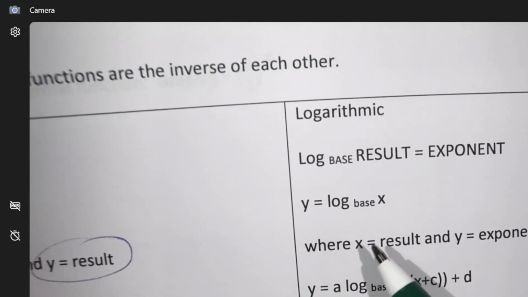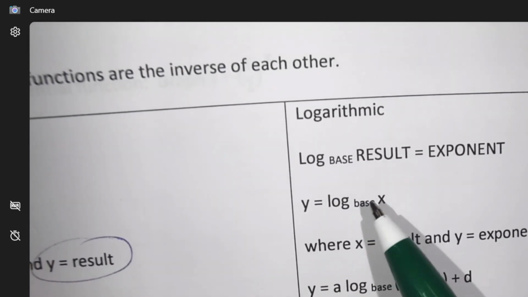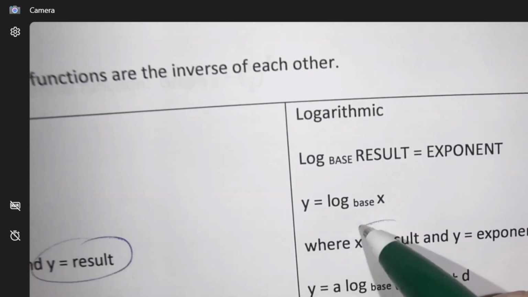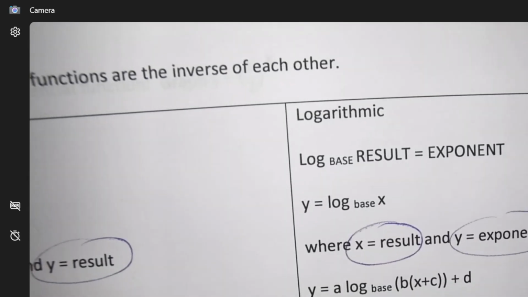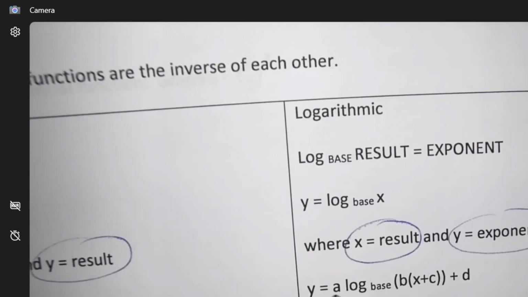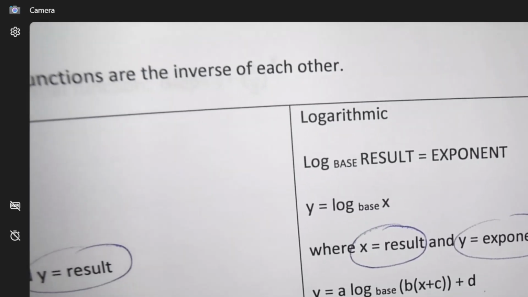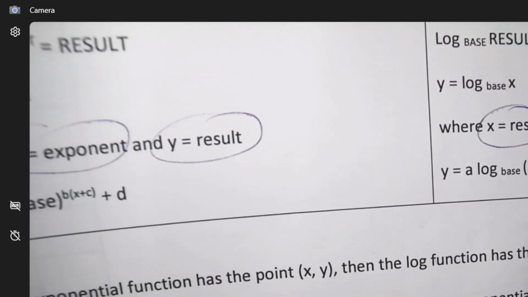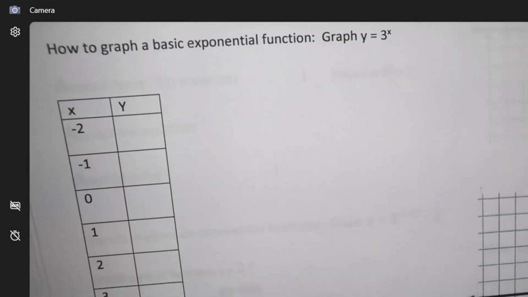Then this is the logarithmic. Again, it's a little bit backwards. This time x is the result, y is the exponent. And then we could add some a's, b's, c's, and d's in there as well. Okay, so here we go. Let's graph.